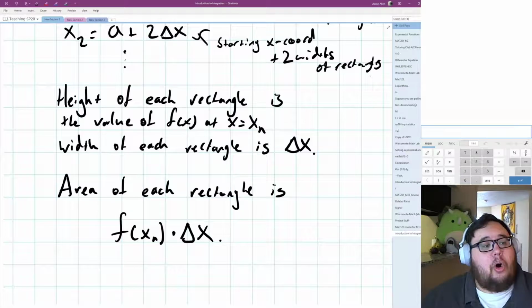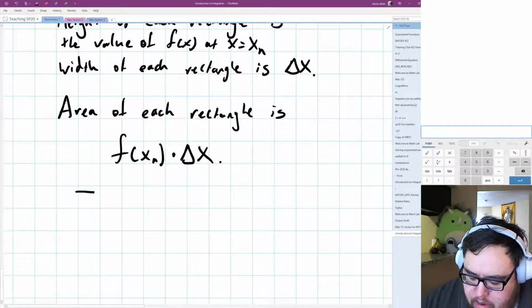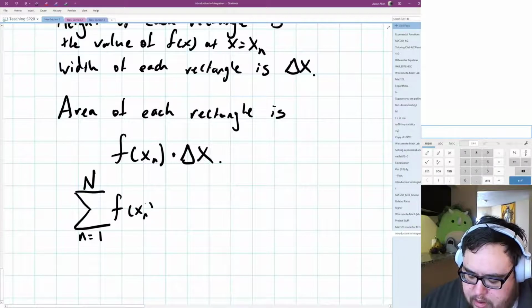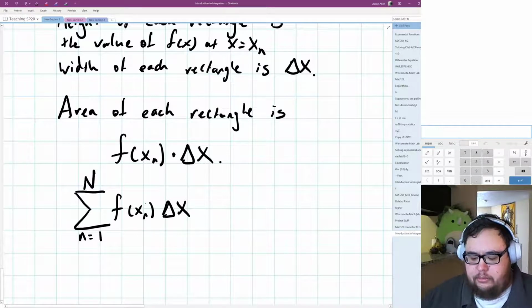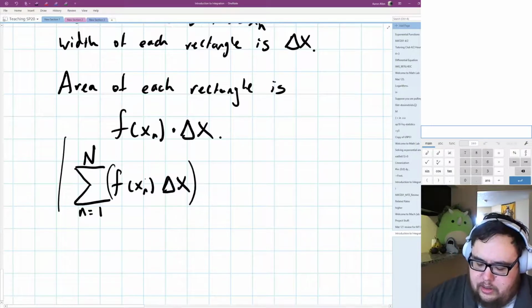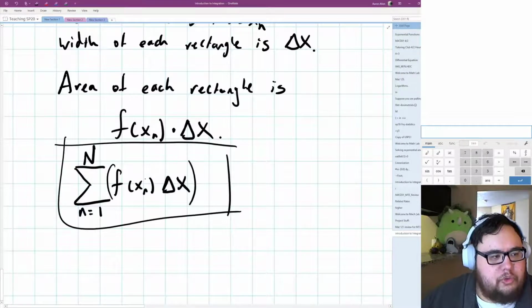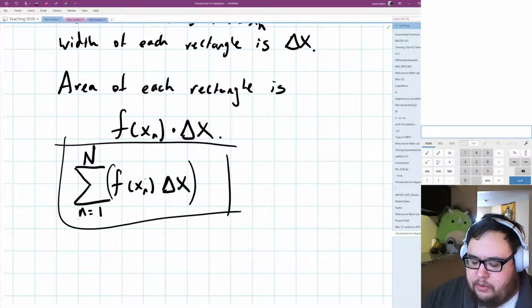So if we want to add up all big N of these rectangles, we can write our sum notation. The sum from n equals 1 to big N of f of x sub n times delta x. And that is actually, for all intents and purposes, the definition of the integral. Okay, so let's write that down formally.